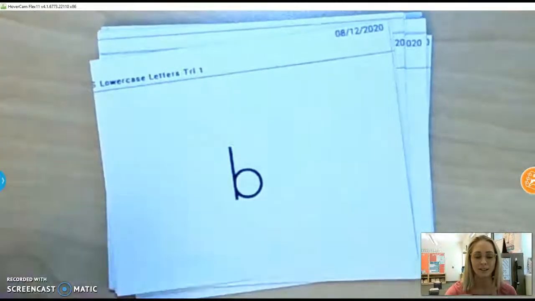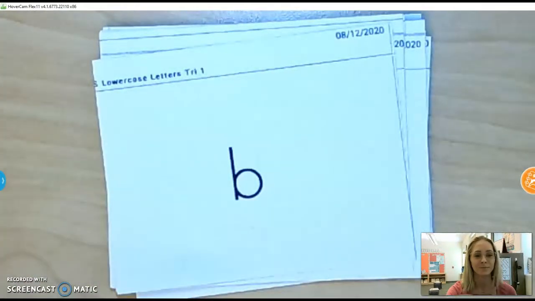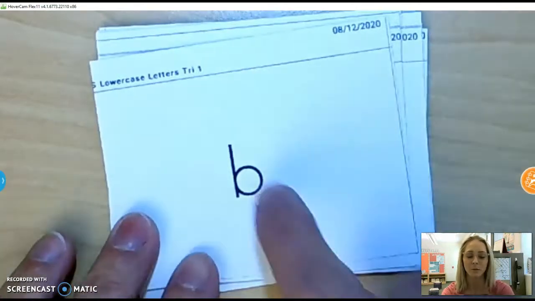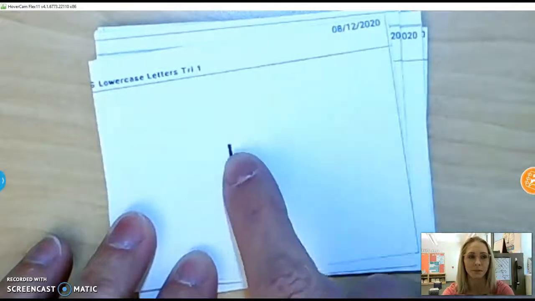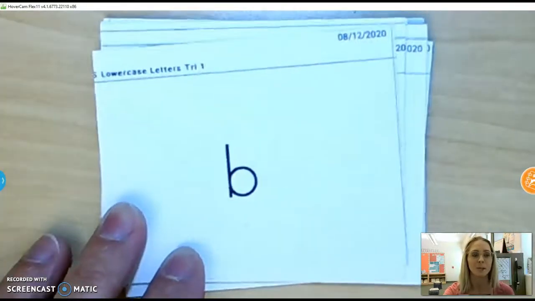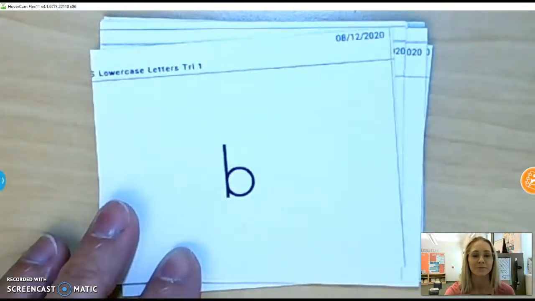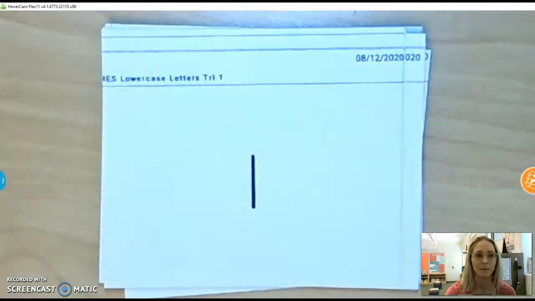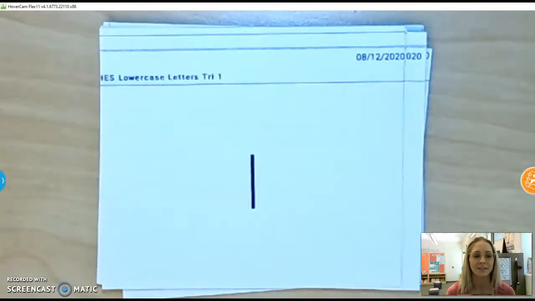Okay, what letter is this? Good, that's the letter B. The letter B says B. And it kind of looks like a D, but you can always remember that B's have a belly, so it goes forward. So say B, B. Good.